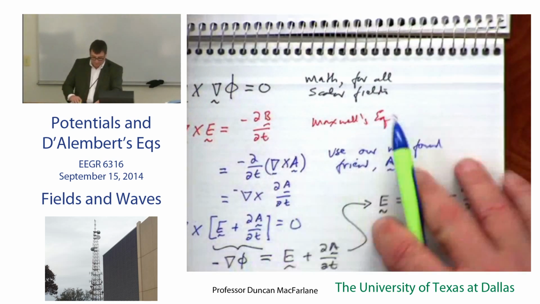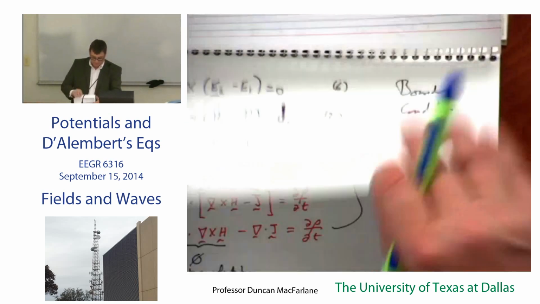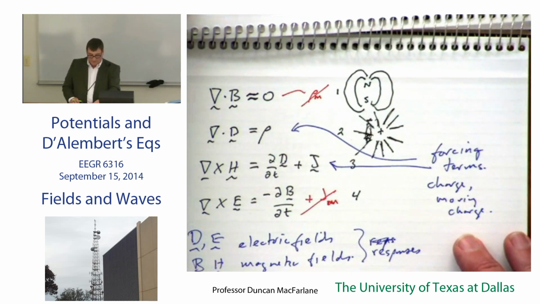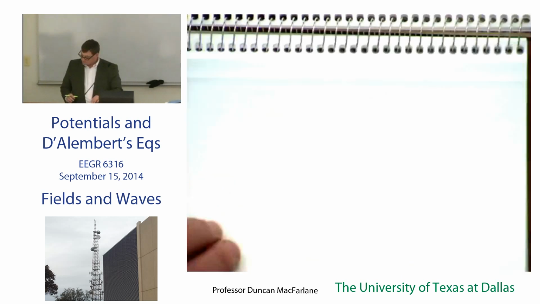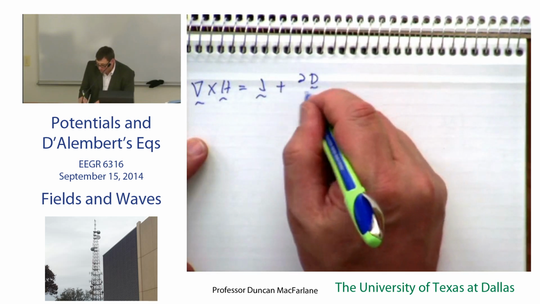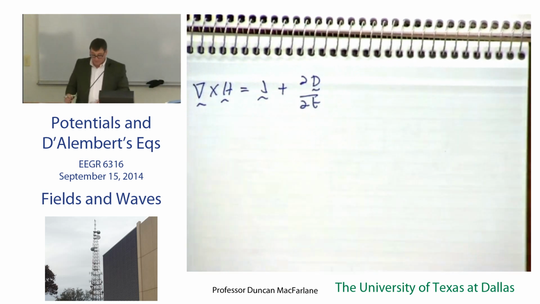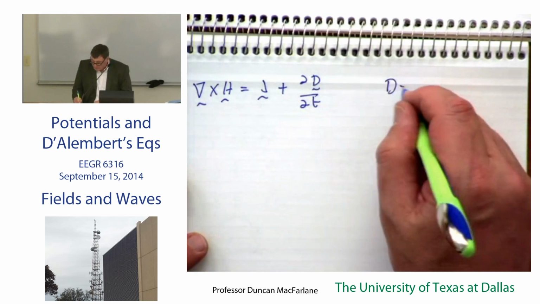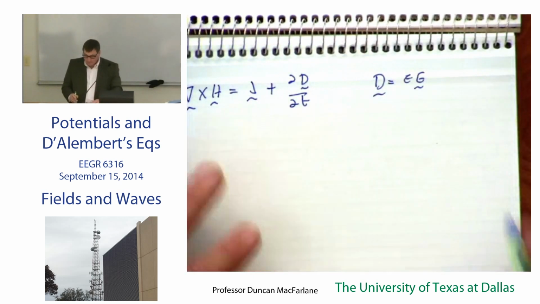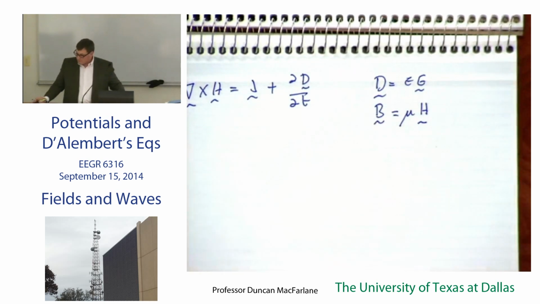Now I've got one other Maxwell's equation. And that's this guy here, the curl of H equals del D del T plus J. And I've already said that D is equal to epsilon E. And if I do that, then I might as well have a magnetically simple material. B is equal to mu H.